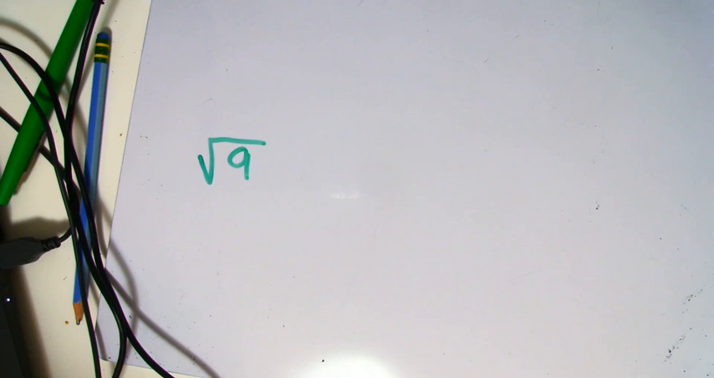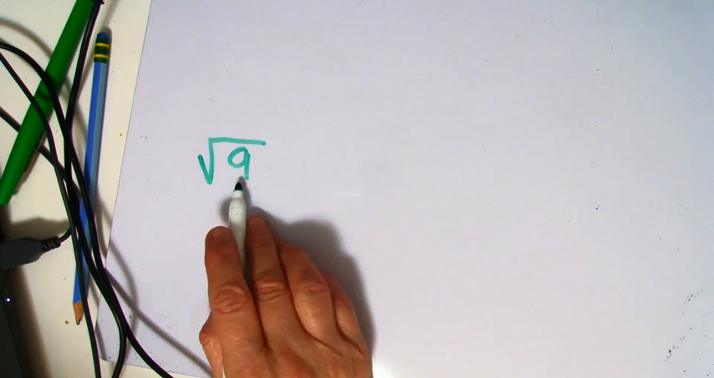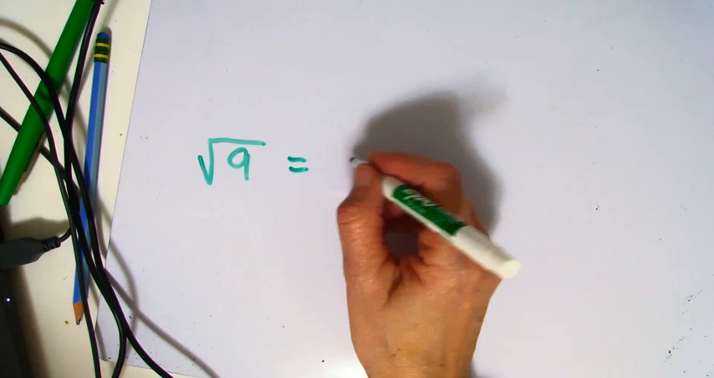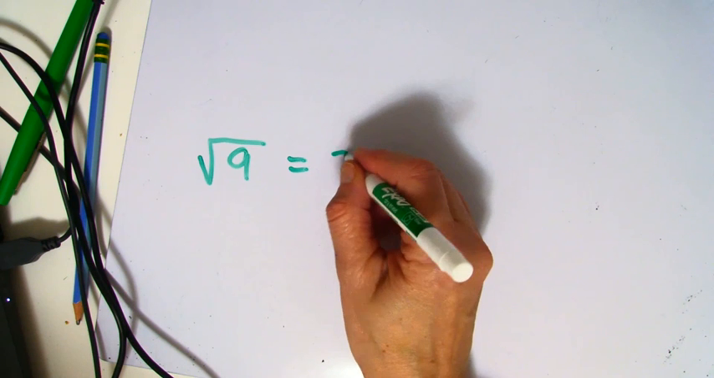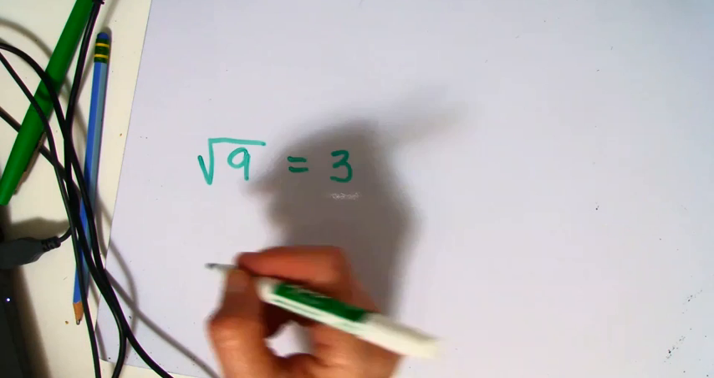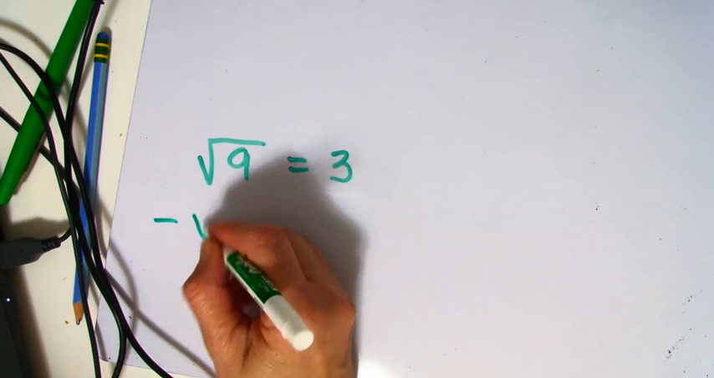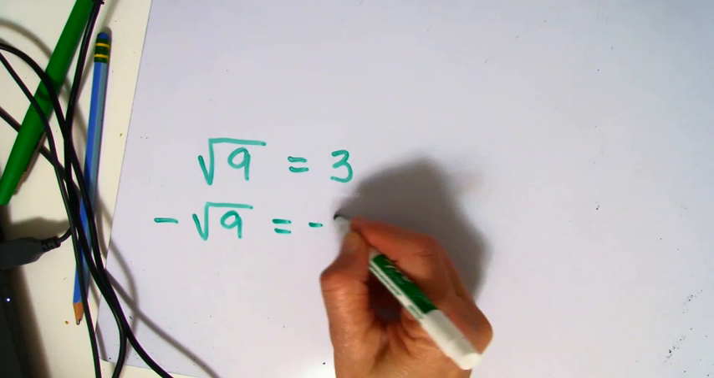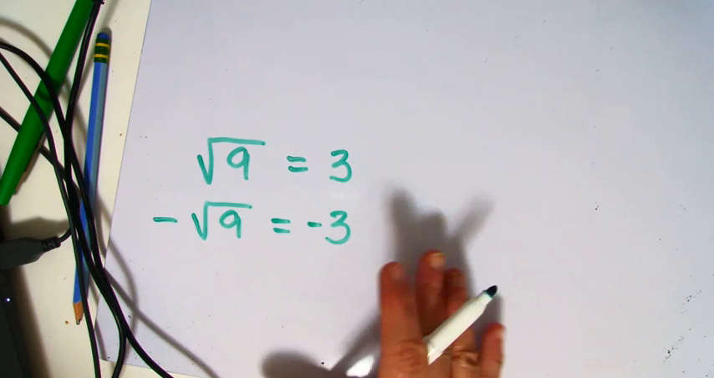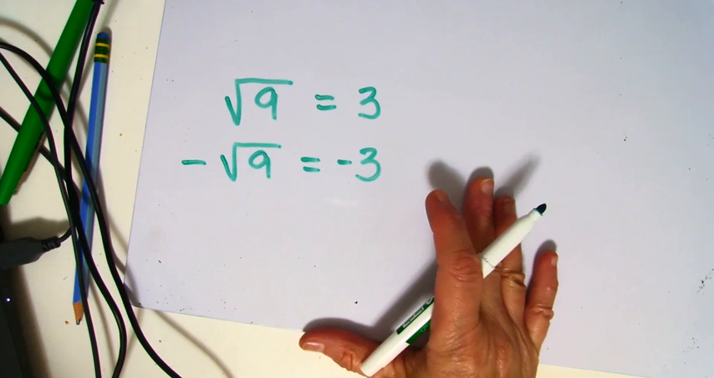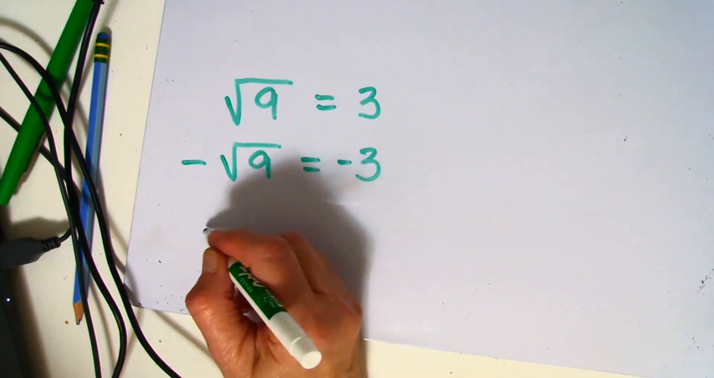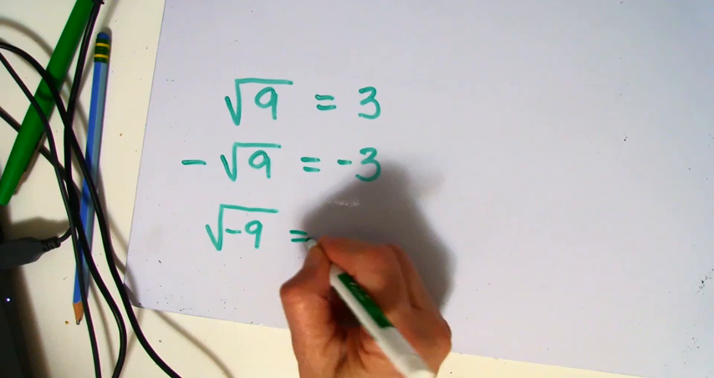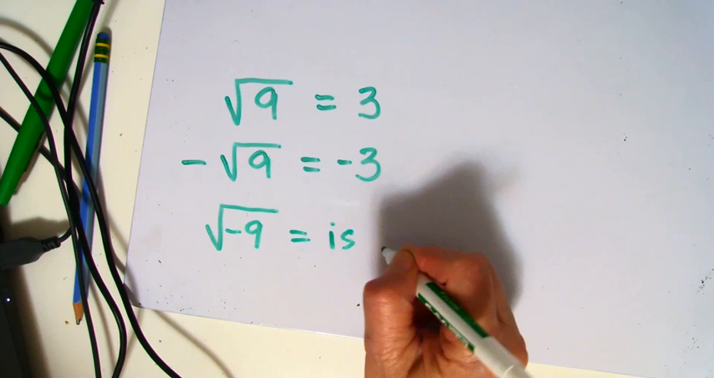One thing to keep in mind is that when we are taking the square root of a positive number, we're going to get a positive answer. So in this case, it will be 3. Now, it will be different if we have a negative on the outside of that radical sign. In this case, we'll get a negative 3, similar to what we talked about earlier. The issue that I want to focus on just briefly is that you cannot take the square root of a negative number. In this case, the answer is not a real number.